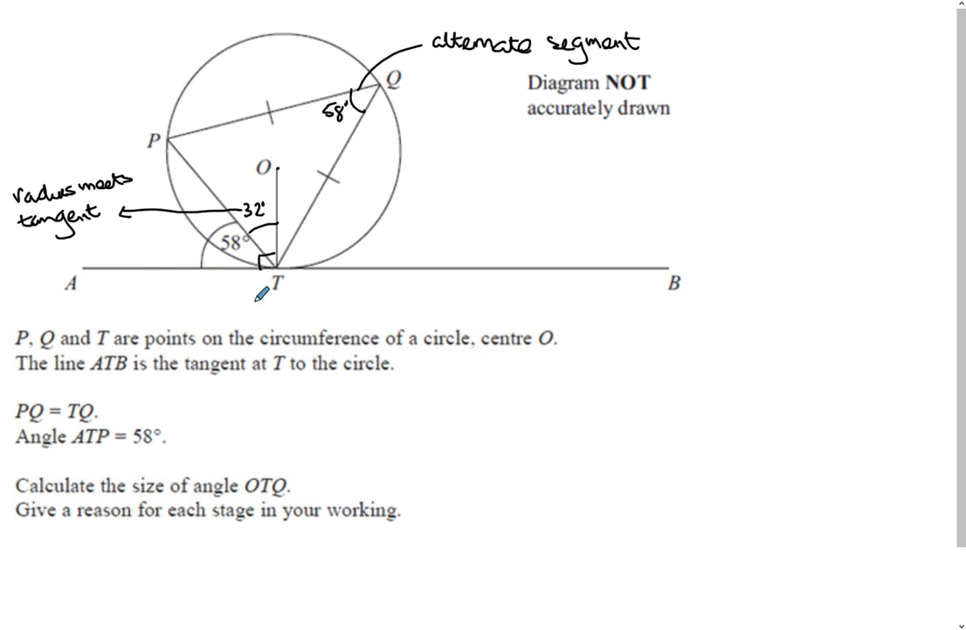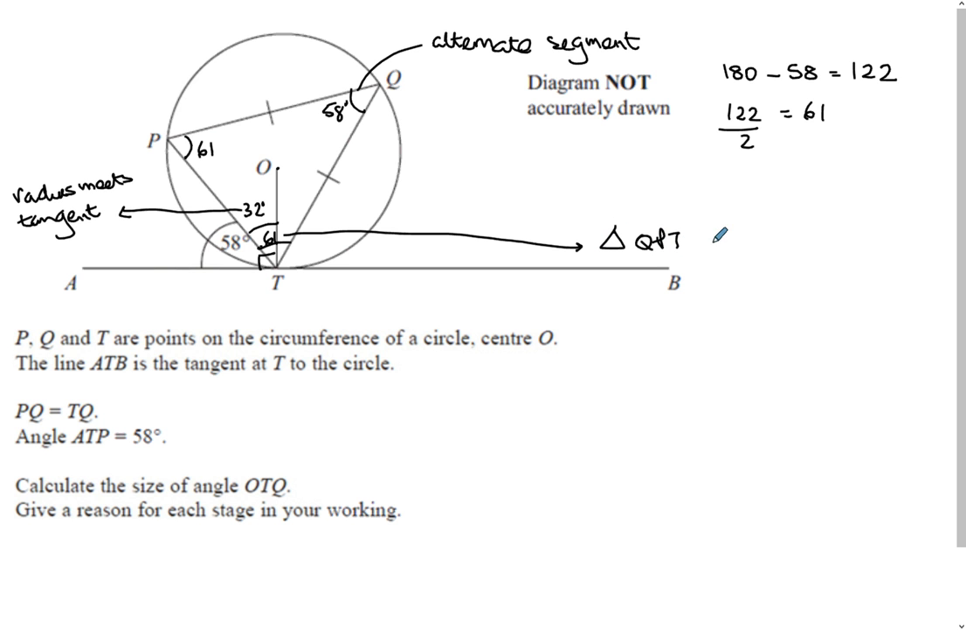Then we've got this isosceles triangle. So you've got 180 minus 58 equals 122. Then 122 divided by 2, we get 61. So those will be 61, that whole thing there. And the reason you say why that is 61 is because triangle QPT is isosceles.